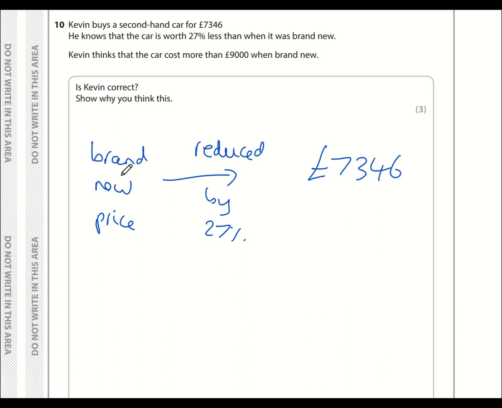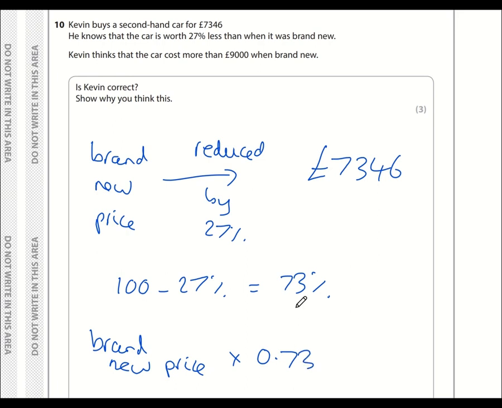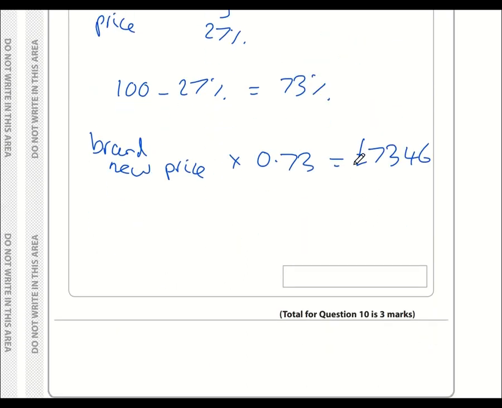So we need to think, well, what do we do if we reduce something by 27%? If you go shopping and you're buying a pair of trainers that are 27% off, although it's a bit of a random percentage amount, what that means is you pay 100 minus 27%, so you would be paying 73%. So all we need to do is, from the original price, work out what 73% of that is. So the brand new price multiplied by 0.73, which is our multiplier for 73%, must equal 7,346.